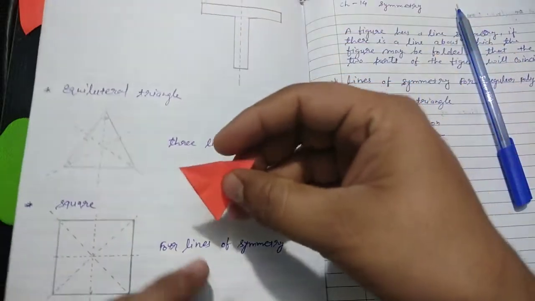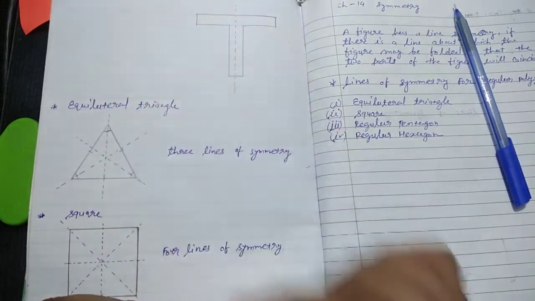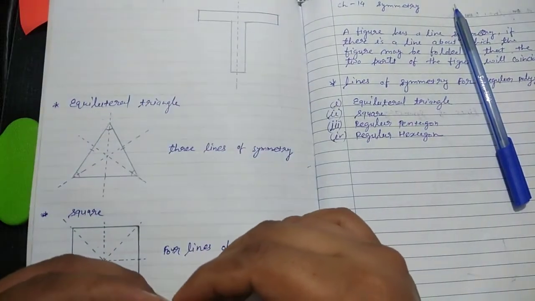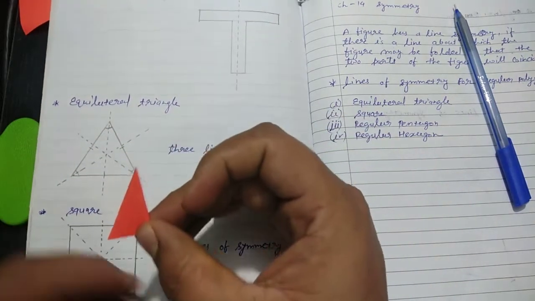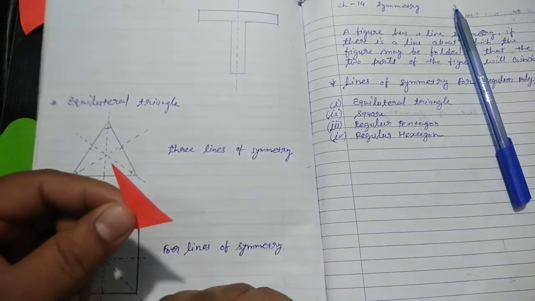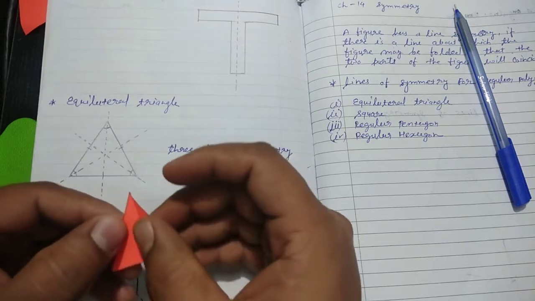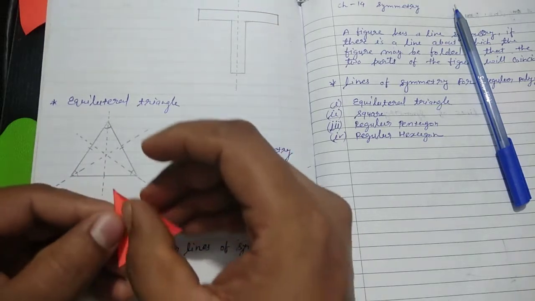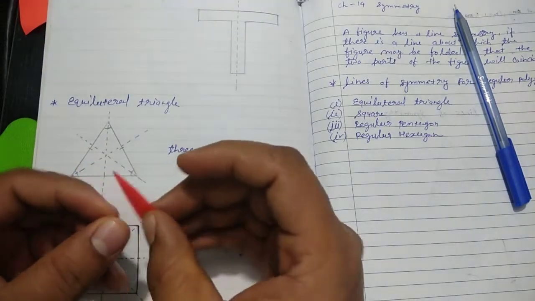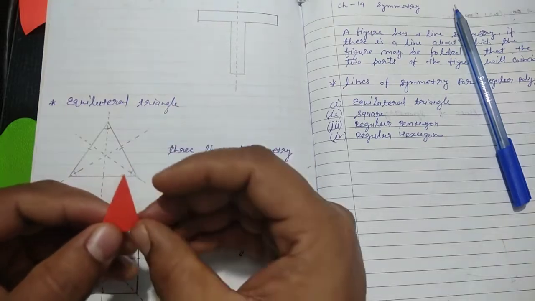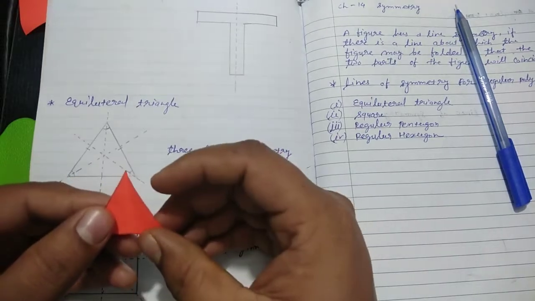Now, as the definition suggests, if I use this line of symmetry and I fold this way, you can see that by folding this equilateral triangle along this middle line, the shape perfectly coincides. So therefore, this line is called a line of symmetry.